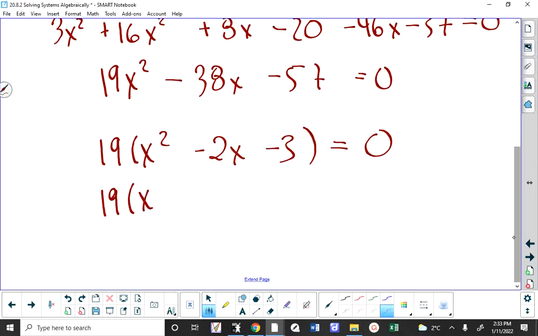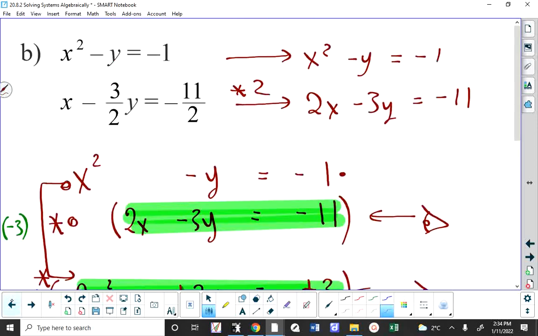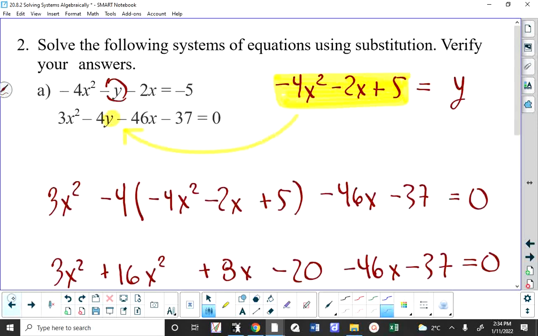So let's see, x minus 3, x plus 1 equals 0. Two numbers that multiply to give negative 3 and add to give negative 2, which means x equals 3 and x equals negative 1. And now I go find an equation I can use with x to find y. It's entirely up to you. There it is. I would probably use this equation right here.